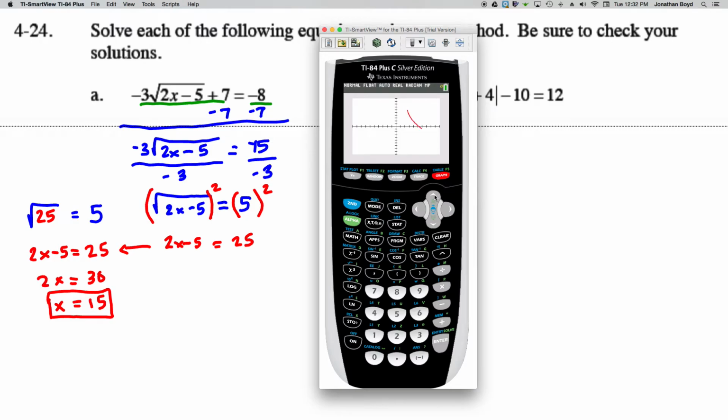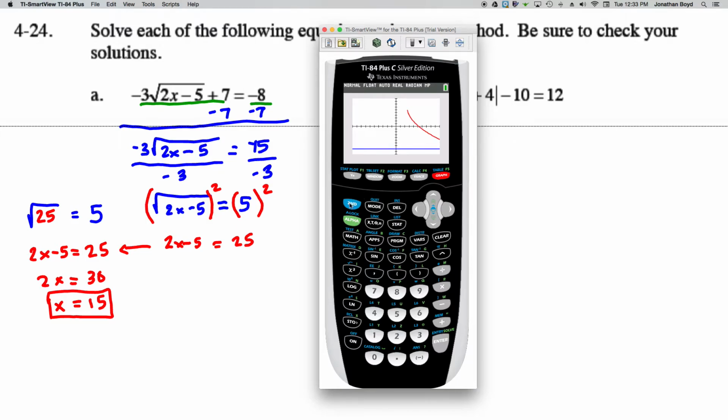There is our radical function, and there is our horizontal line where all the y values are -8. Now it looks like they might intersect here, but we're not completely sure. So what we're going to need to do is expand our window. As our x-axis increases this way, it looks like our two functions are going to intersect somewhere out here.